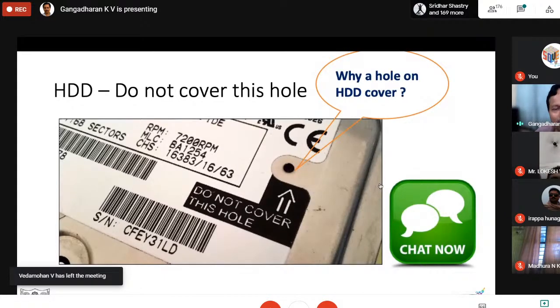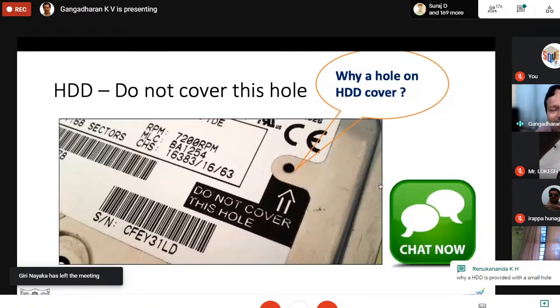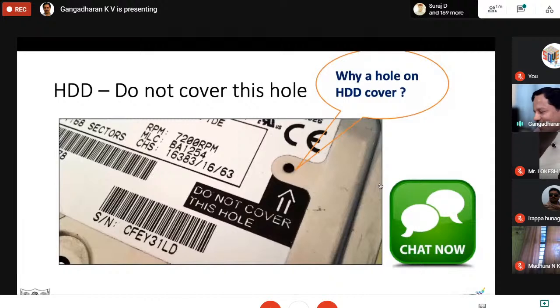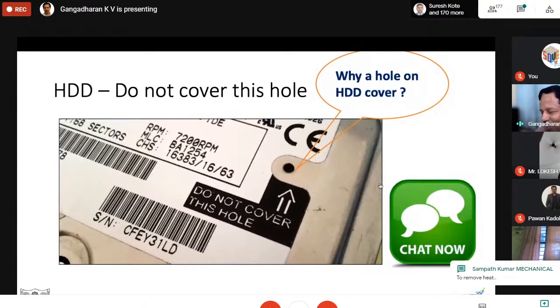Please look at this picture. It's a hard disk which is rotating at 7,200 RPM. It's not the SSD, that is, not a solid state disk. It is a normal hard disk with a motor and platters which are rotating, and the arm which I have shown. There is a hole provided on one side, normally on the bottom side, and it is written, do not cover this hole. So your task is to find out why this hole is provided and why it should not be covered.